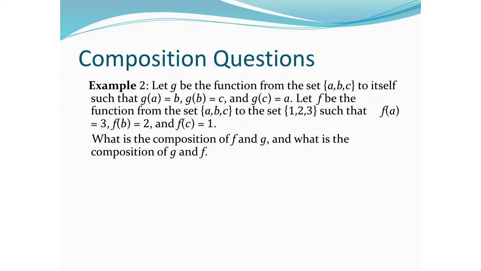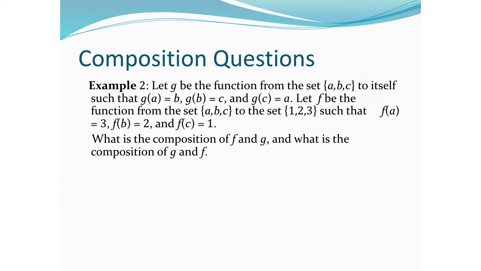Another example. We have now another function called g, which is a function from the set a, b, c to itself, and the mapping of this function is as follows. We have g of a equals b, g of b equals c, and g of c equals a. Now, let f be the function from the set a, b, c to the set 1, 2, 3, such that f of a equals 3, f of b equals 2, and f of c equals 1.